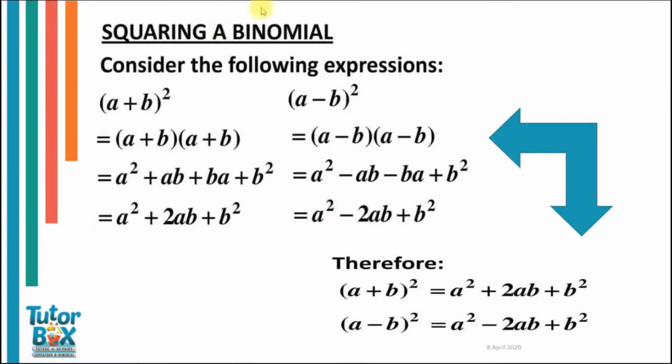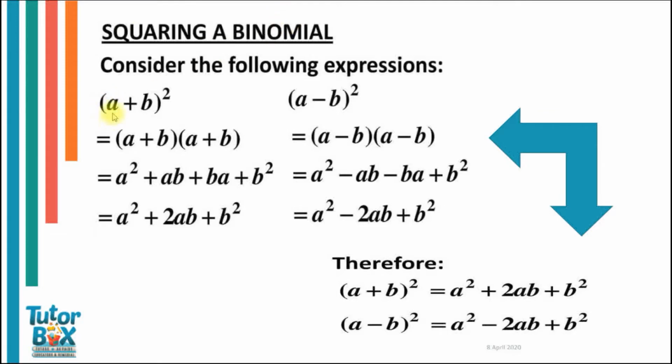And then now let's look at squaring a binomial. Consider the following expressions. So we're squaring a binomial. A binomial, guys, is an expression with two terms. So in this case, this is a binomial. Just ignore the squared for now. This part, the a plus b, is a binomial because this is the first term, that's the second term. Okay, so it's the same thing here. You have the first term and the second term, so that's also going to be a binomial. So we're squaring a binomial.